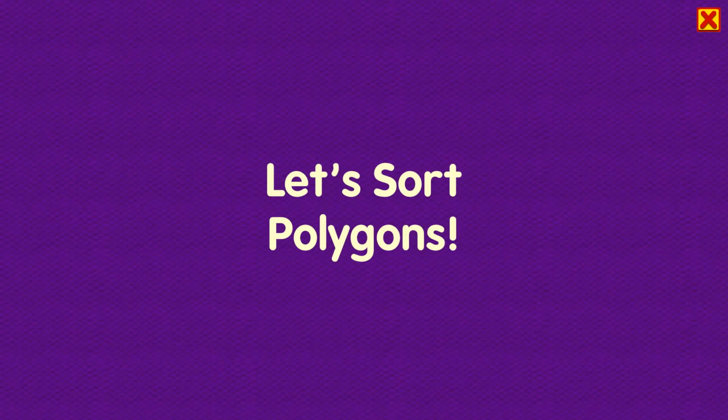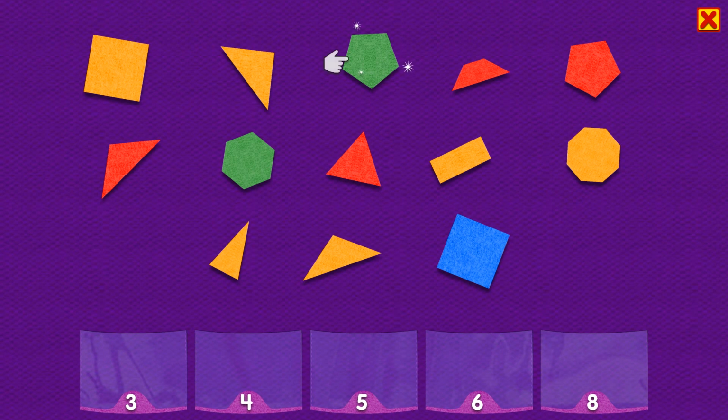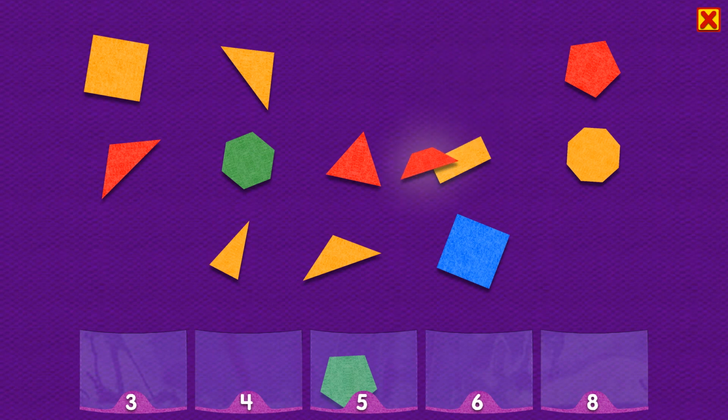Let's sort polygons. A pentagon has five sides. One, two, three, four, five. Pentagon. A trapezoid has four sides. One trapezoid. Trapezoid.